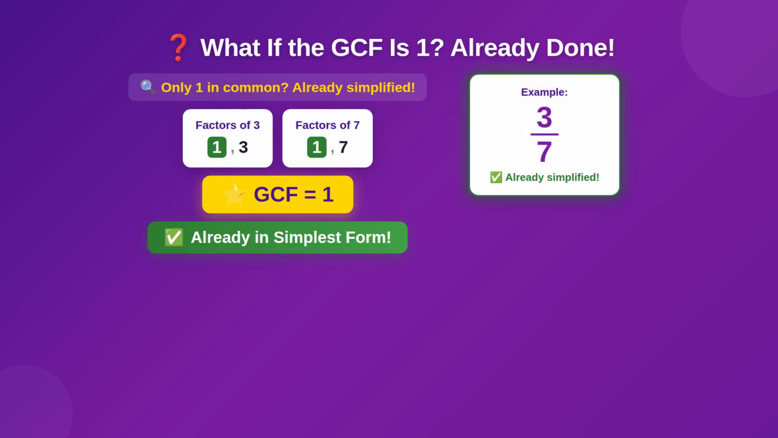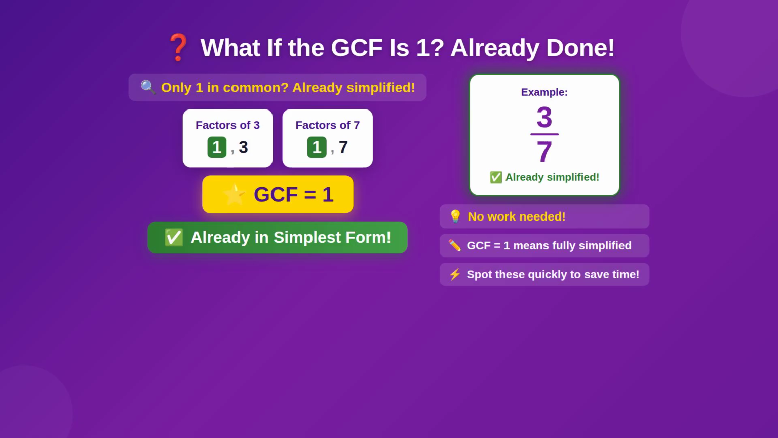For example, 3 over 7. Factors of 3 are just 1 and 3. Factors of 7 are just 1 and 7. The only shared factor is 1. GCF equals 1. So 3 over 7 is already fully simplified. No work needed. Maya learns to spot these quickly and save herself time.